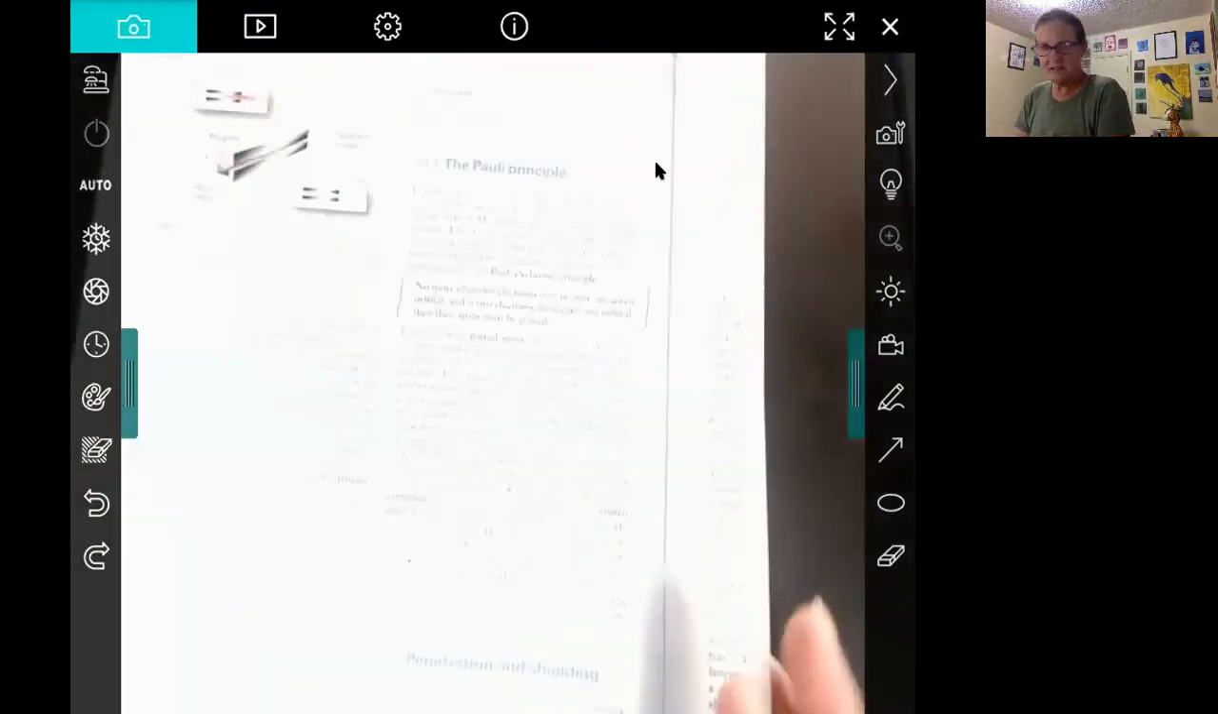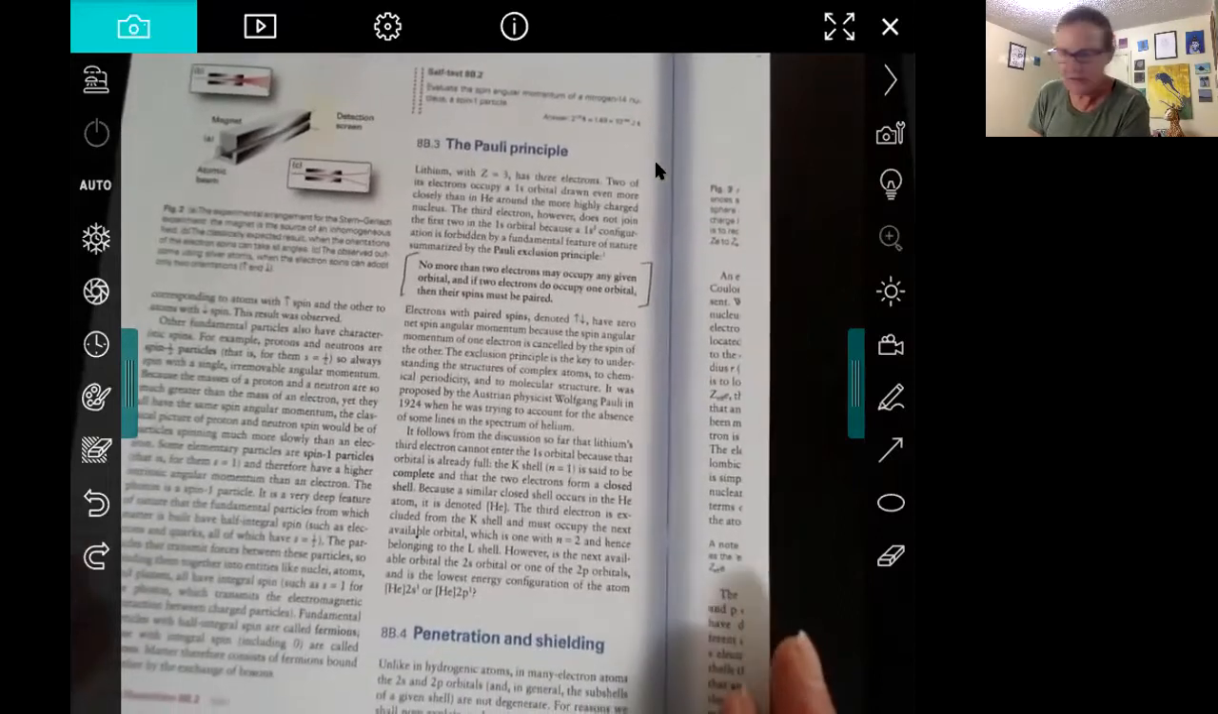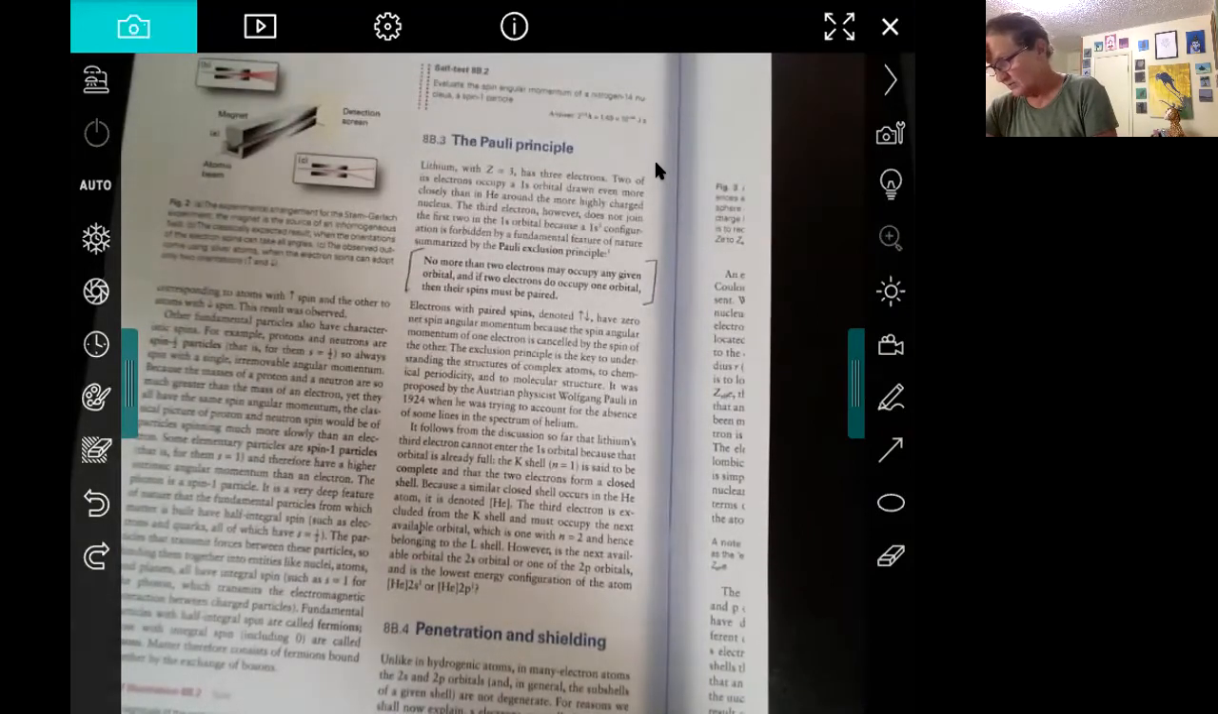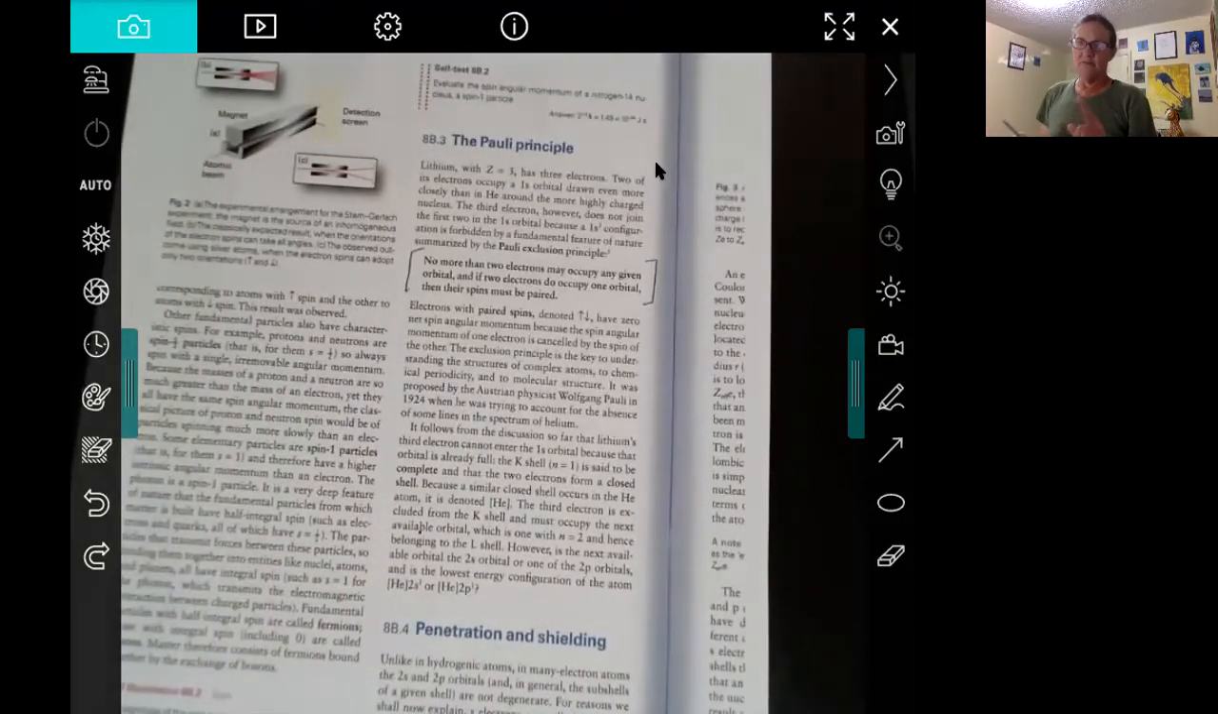A lot of these concepts you should remember from Chem 107. So what I put in square brackets here when we talk about Pauli's principle really shows us when orbitals are full. So how many electrons can occupy the same wave function, essentially. So Pauli's principle says that no more than 2 electrons can occupy any given orbital. And if 2 electrons do occupy one orbital, then their spins must be paired. So you remember that from 107.